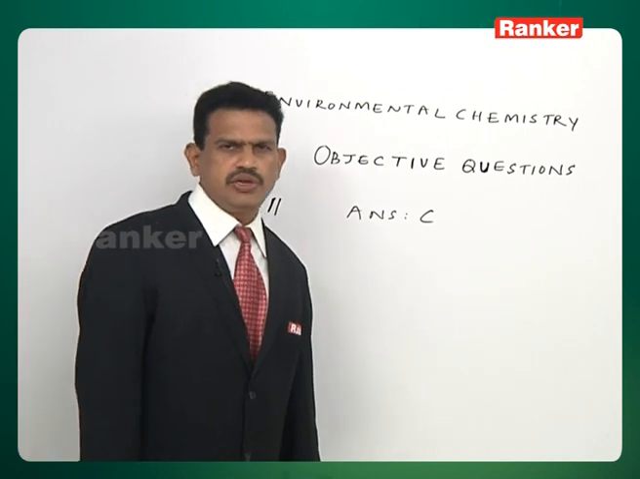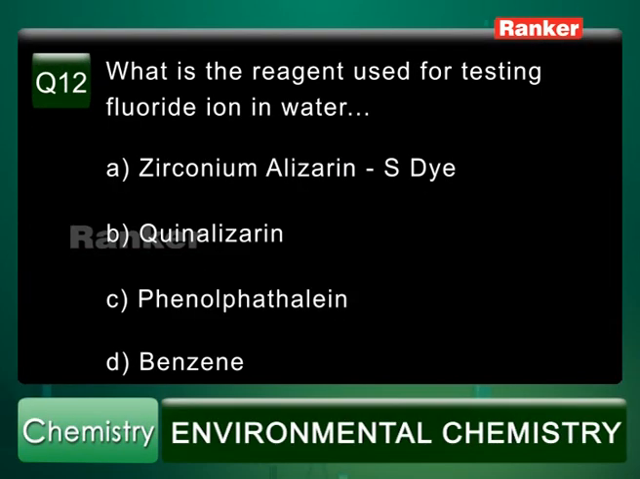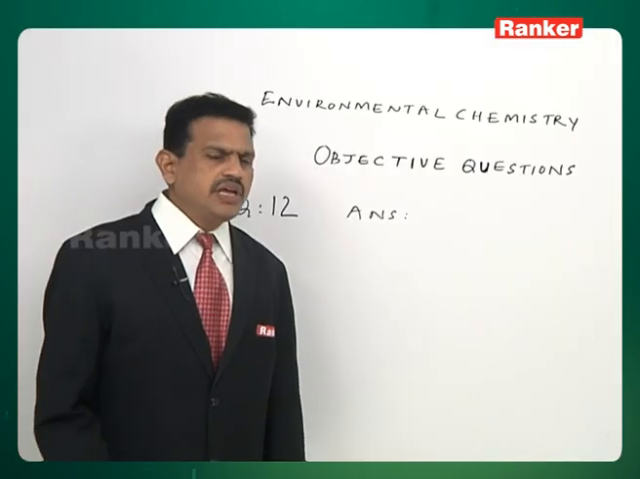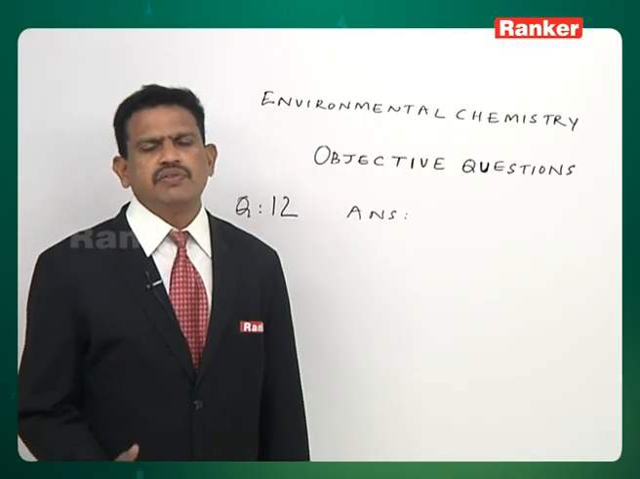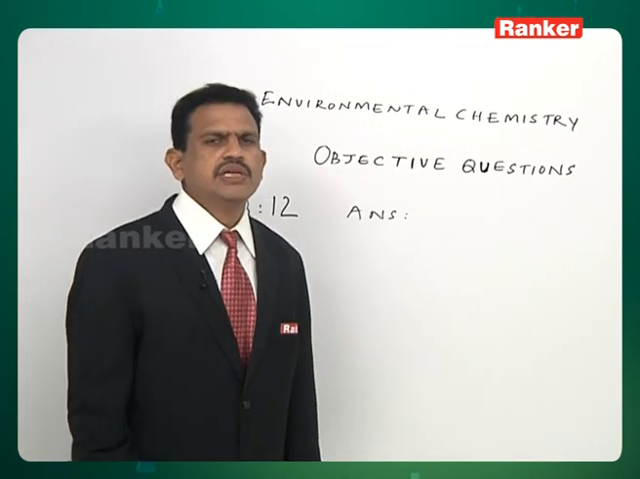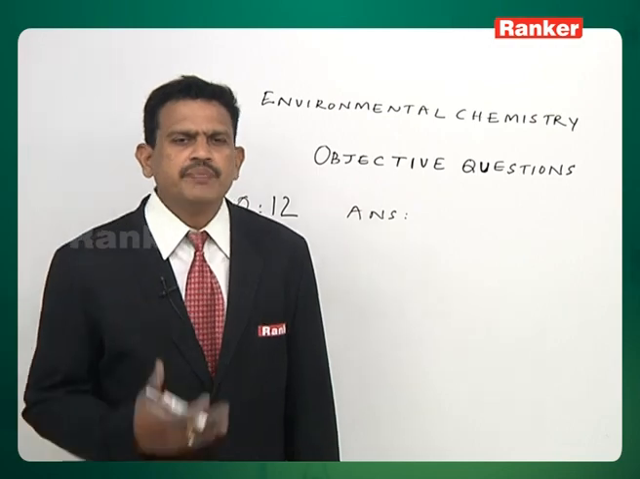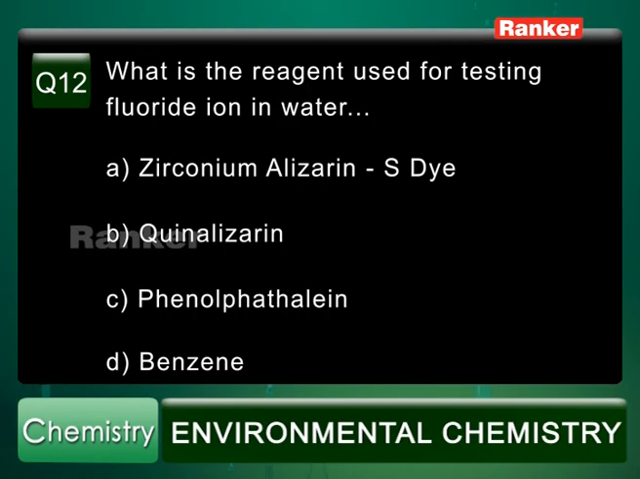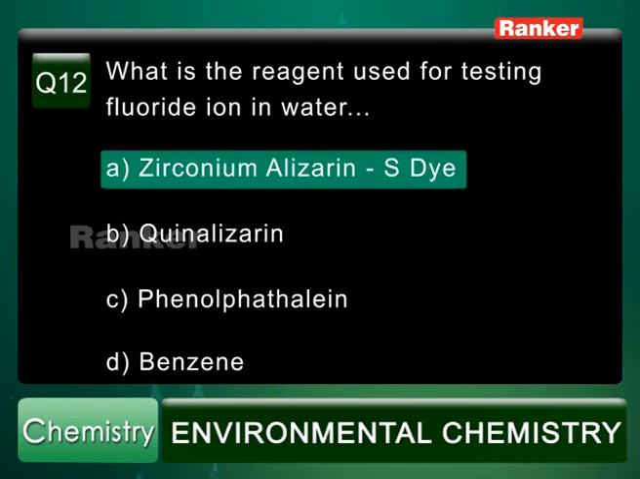Moving to the next question. Question number 12. What is the reagent used for testing fluoride ions in drinking water? Option A zirconium alizarin S dye reagent, B quinalizarin, C phenolphthalein, D benzene. The chemical reagent which can be used for testing the presence of fluoride ions in drinking water is zirconium alizarin S dye reagent. So we can go for option A for this question.